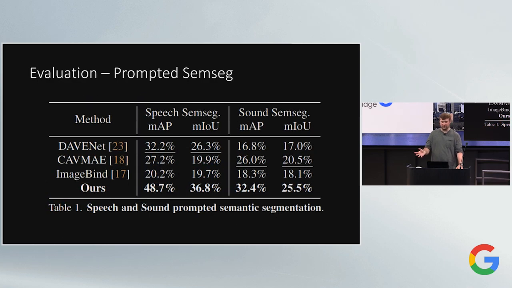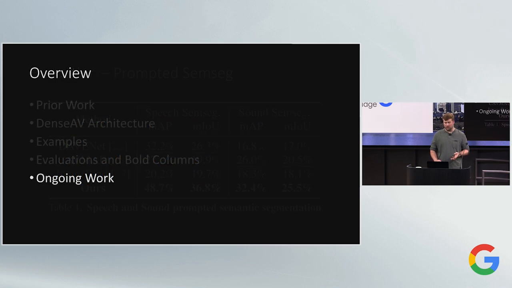And so this is where we can see a nice large bump in these metrics for speech and sound prompted semantic segmentation over an approach like ImageBind, which kind of really doesn't perform a lot of semantic segmentation when you probe its inner features. So that's just like a quick high-level overview of some of the things that we discovered in this analysis. Moving on to some ongoing work.